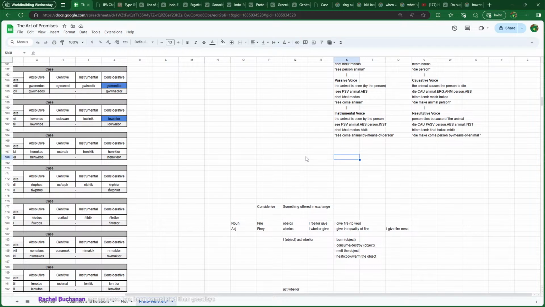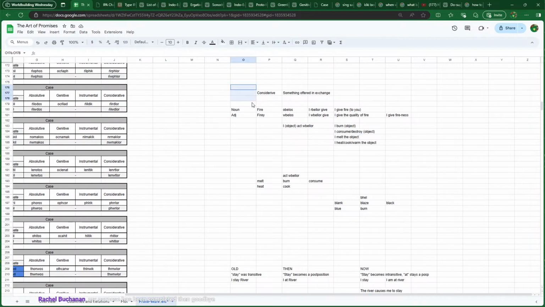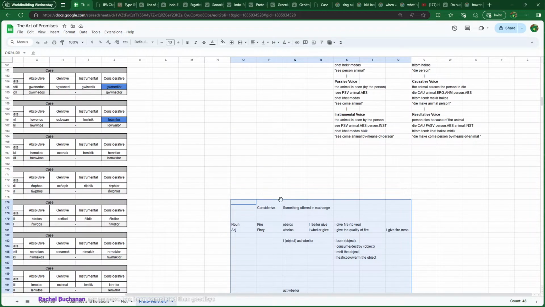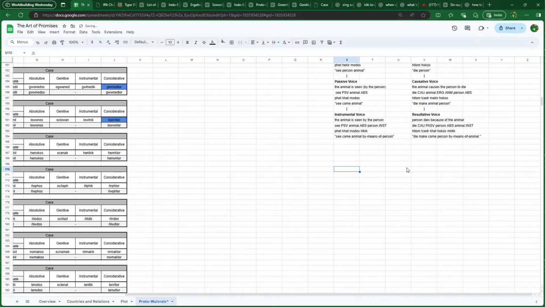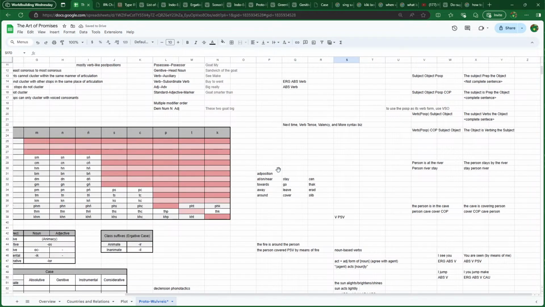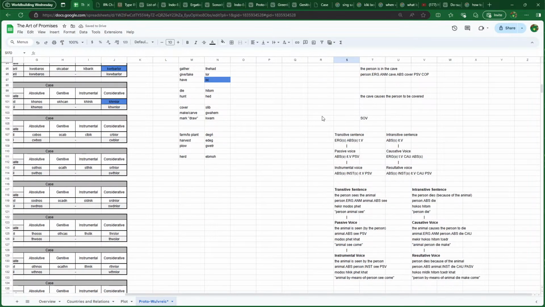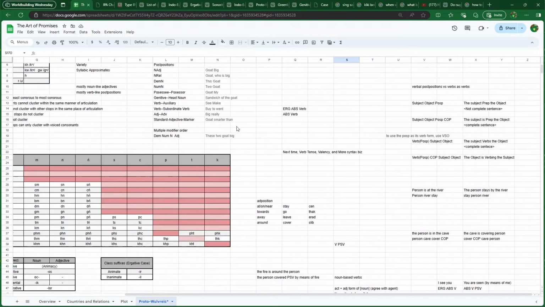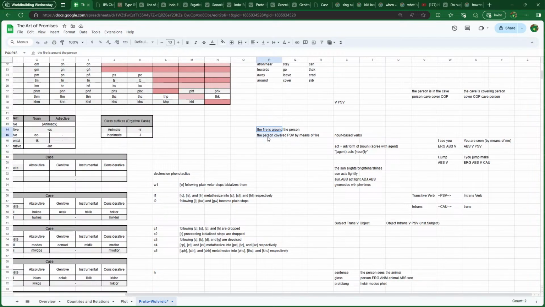Frickin', where was I? I've lost my train of thought. Man, I'm tired. Okay. So, we were talking about the person in the cave. Back to this whole fire thing.